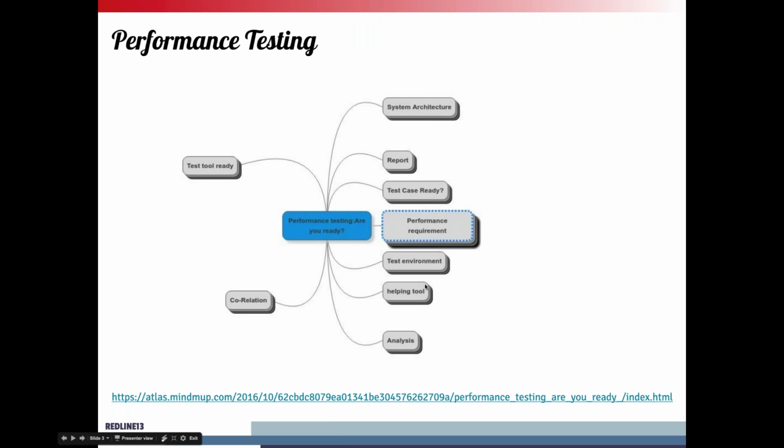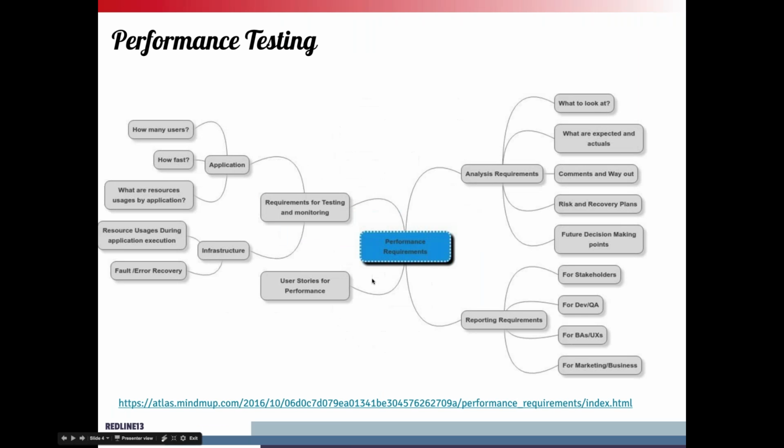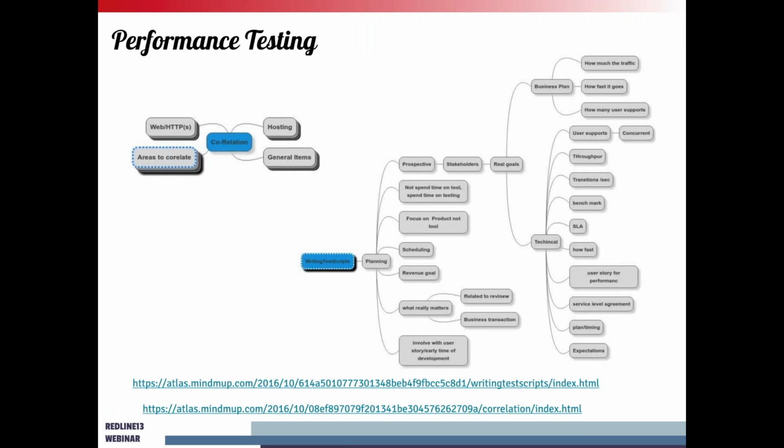And what section do you want to talk about next? We talked about performance testing and the report. You talked a little bit about requirements. Any other pieces you want to talk about in the mind map? No, let's go to the mind map. Actually, I completed the test environment, test case, test tool, and reporting.